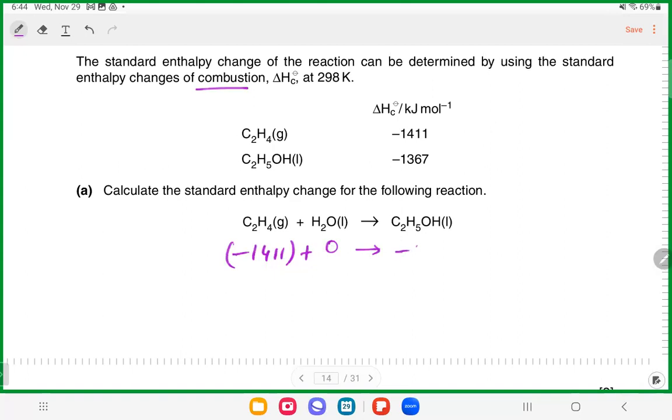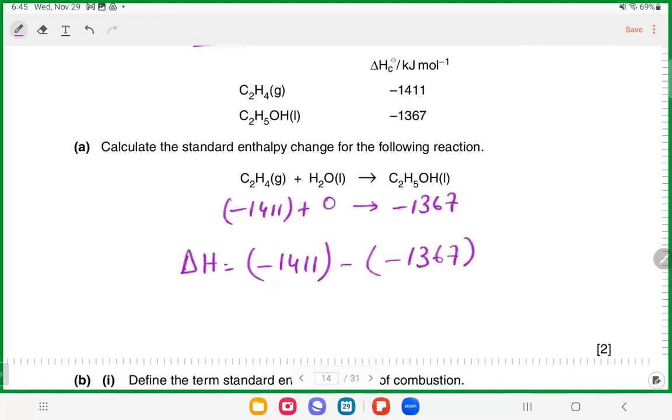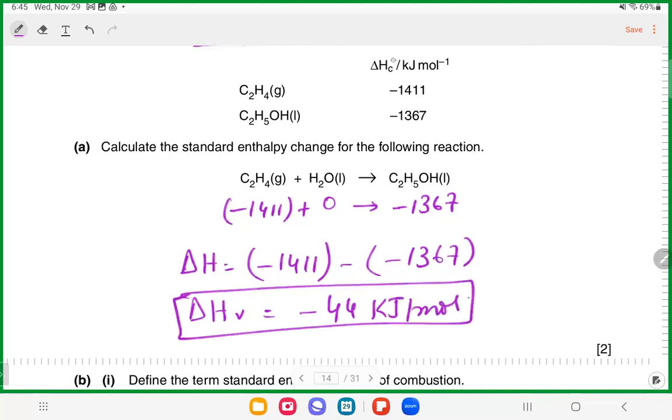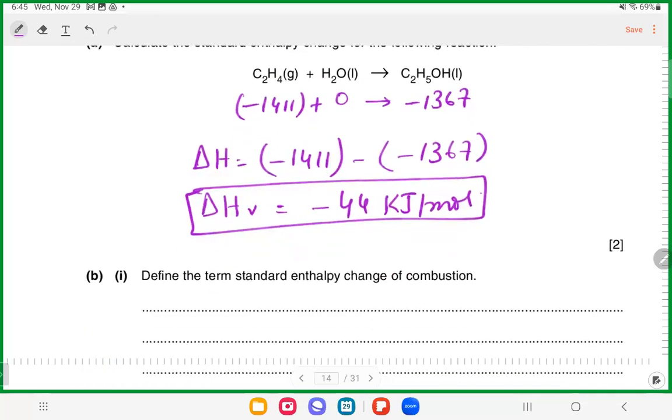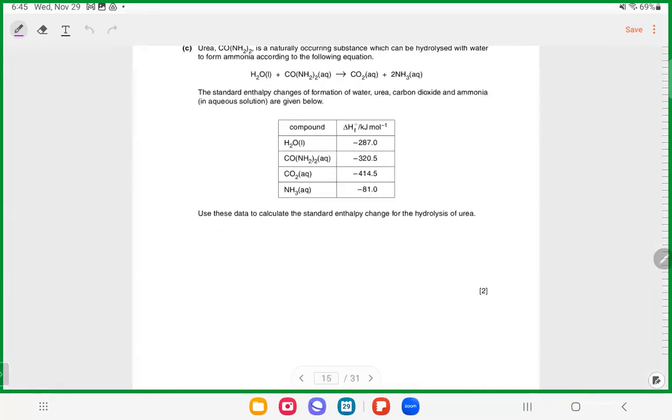The combustion value of C2H5OH is 1367. To find delta H, you have to do reactant, which is 1411, minus product, which is minus 1367, and the answer is minus 44 kilojoules per mole. 2-3 marks, very easy, right? It's not that difficult. I assure you, you can easily do it.